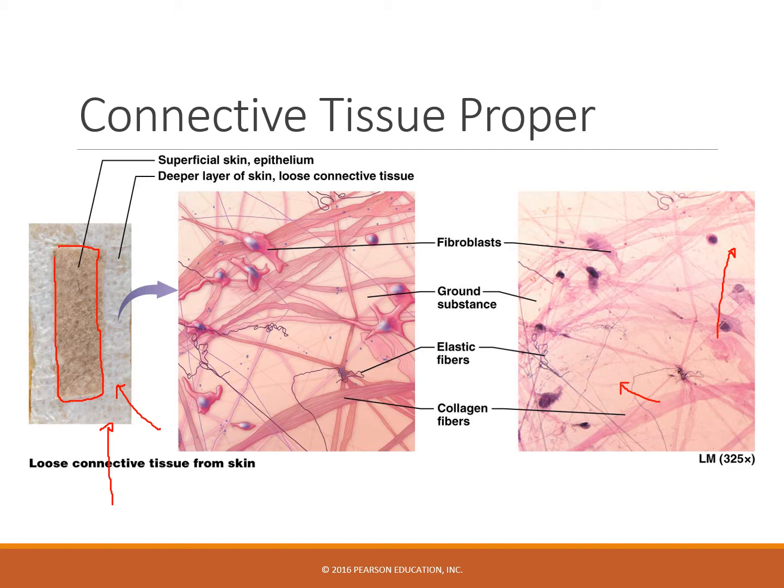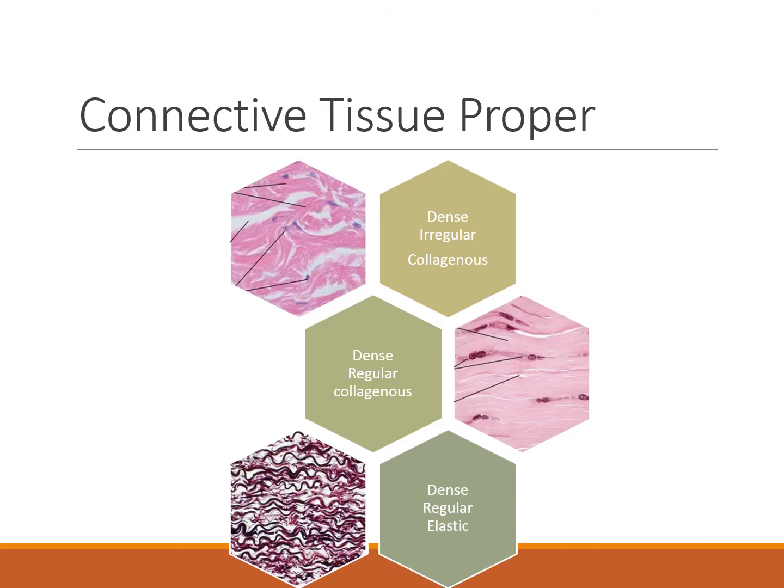The next tissues are called dense connective tissues or fibrous connective tissues because they consist mostly of protein fibers. These tissues are grouped into three classes. You have the dense irregular collagenous tissue, the dense regular collagenous tissue, and your dense regular elastic tissue. Let's take a look at them.